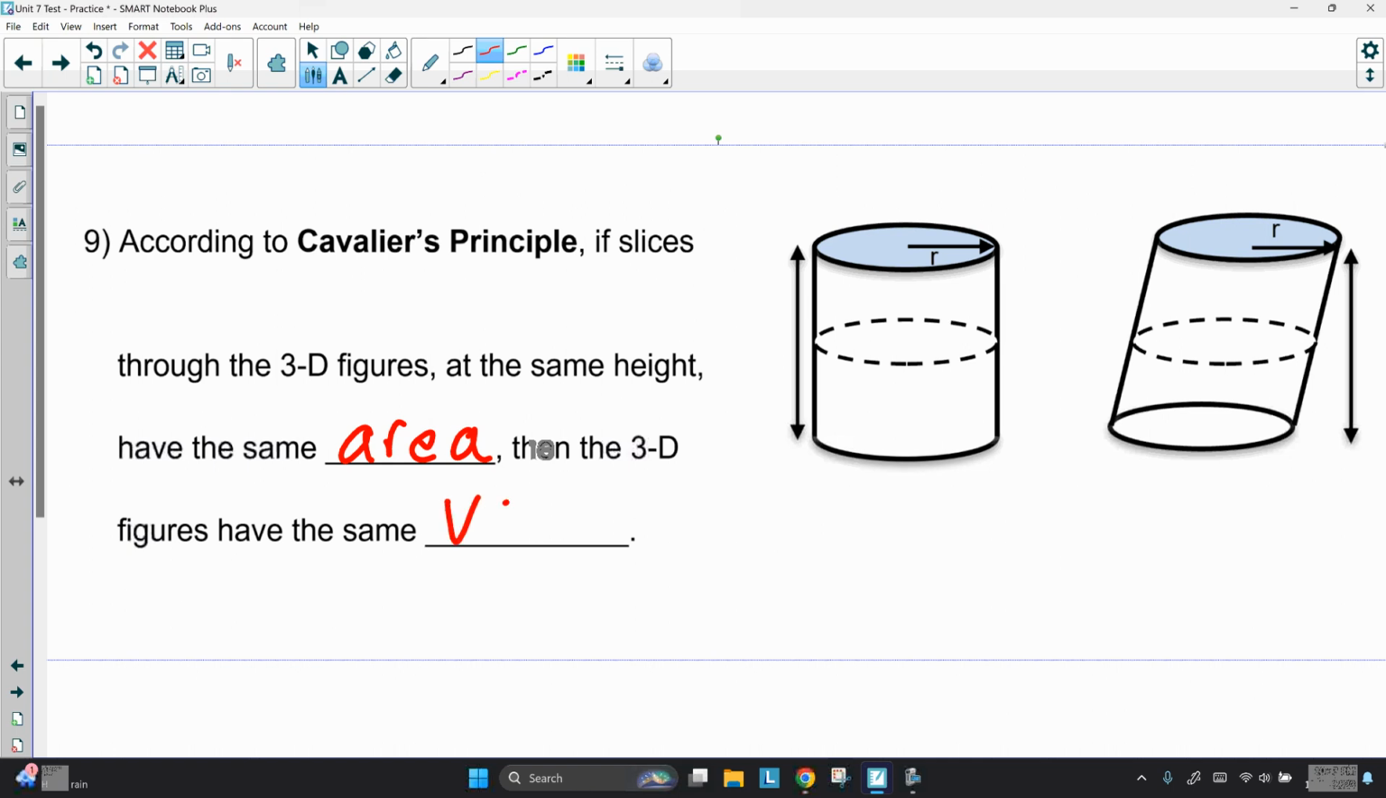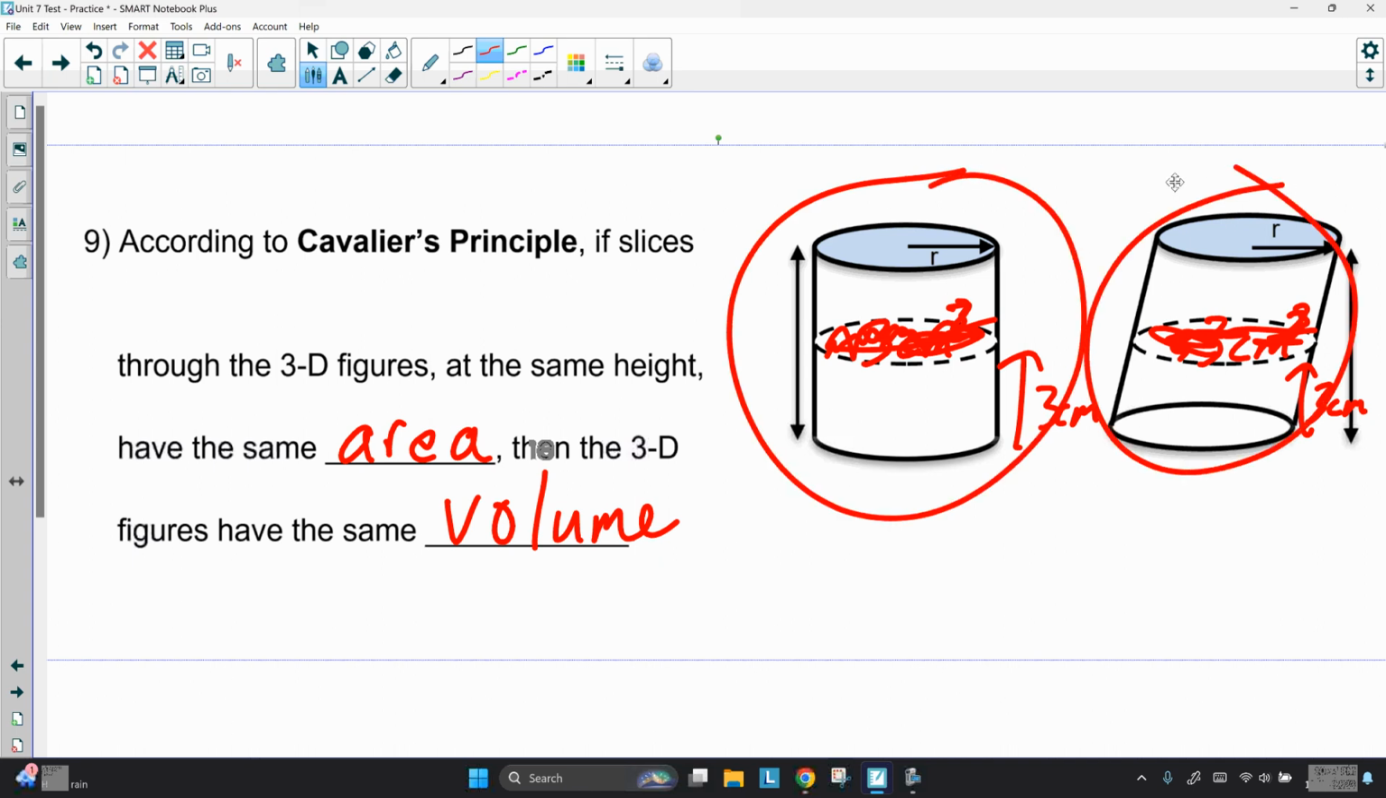Meaning if this one happened to be 3 centimeters squared, and this one happened to be 3 centimeters squared, and they're both 3 centimeters high. There we go, not cubed, I was giving y'all answers. These are supposed to be areas. So if this area is matching this area at the same height, then both of these objects should have the same volume. There we go, in a nutshell.